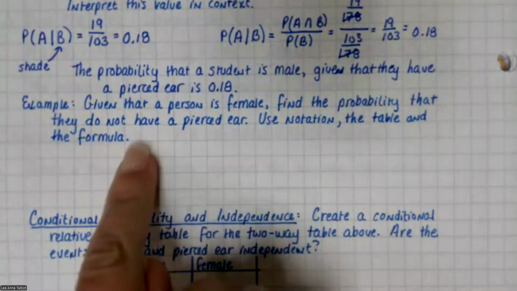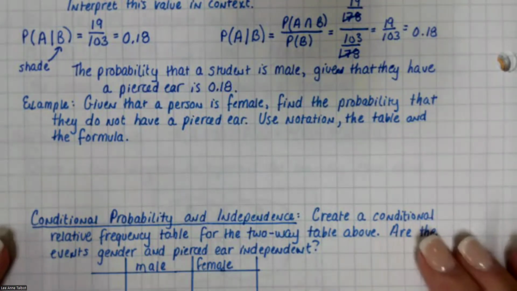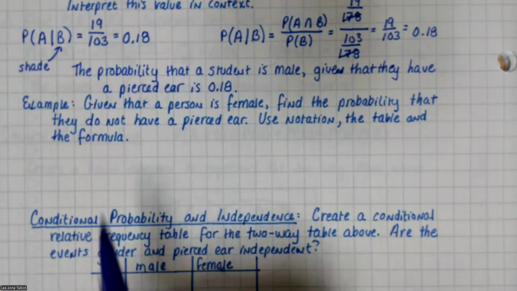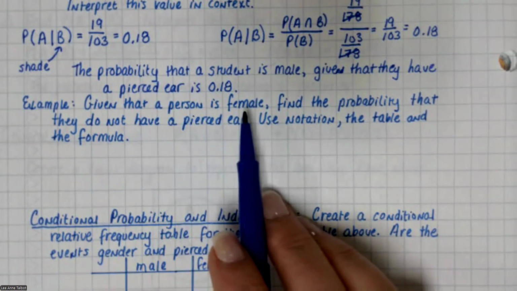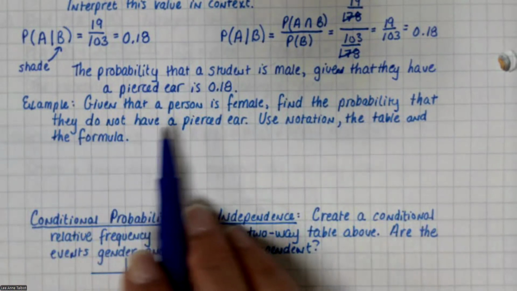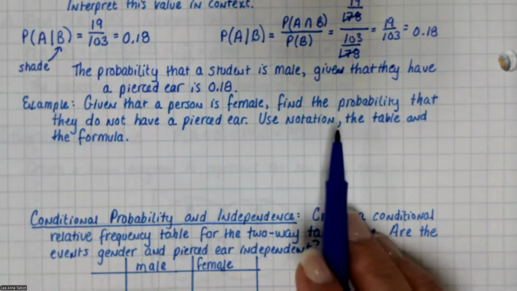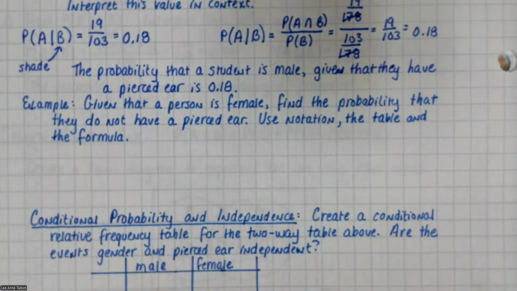Okay, let's do this one, guys, and then I'll scooch it down so you can see this full part. Okay, we're gonna go slow. Given that a person is female, find the probability that they do not have a pierced ear. Use notation, the table, and the formula. We don't need to write a sentence, but we're going to do the table and the formula. And this is where we're going to use our other color.